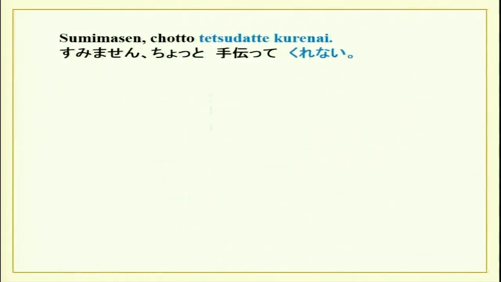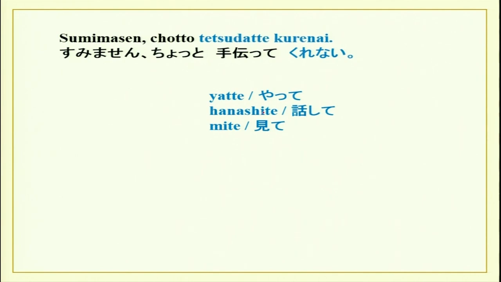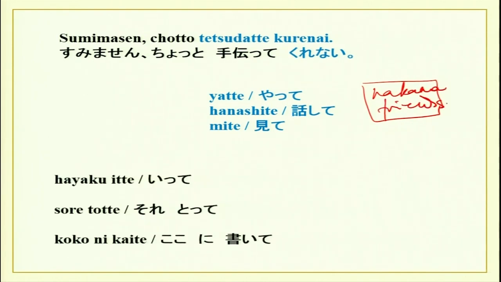Sumimasen chotto tetsudatte kurenai, yatte kurenai, hanashite kurenai, mite kurenai. So again, as I told you, with your peer group, people who are your age, your nakama, friends. For example, you can only tell your friends or people who are younger to you, you can order them about, isn't it? Hayaku itte, a direct order. Hayaku itte kurenai, just a little soft. The order becomes a little soft, so your body language is a little polite.